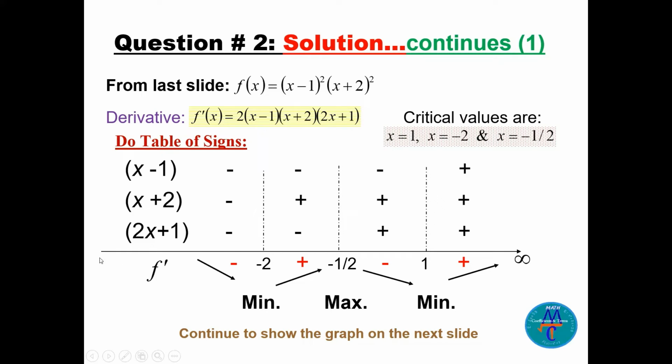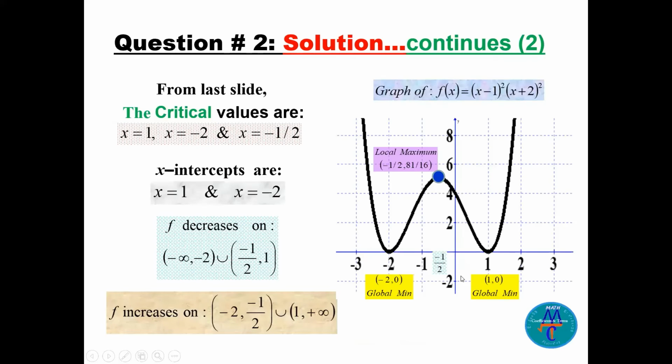Take a number there between minus infinity and minus 2. Take a number between minus 2 and minus half. Take a number between minus half and 1. Take a number between 1 and infinity. And you try it in every factor here. So when you multiply 3 minuses, you get a minus. f prime is a minus, the function is decreasing. f prime is a plus, the function is increasing. Here we have minimum, here we have maximum, here we have minimum. Please check all the signs. And then let's see the graph now.